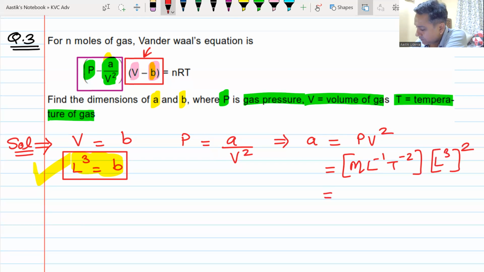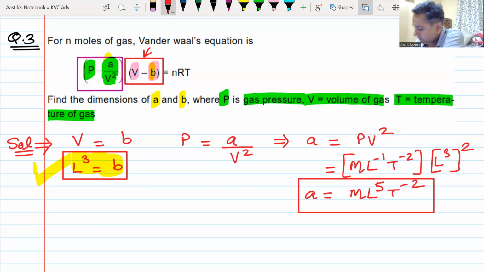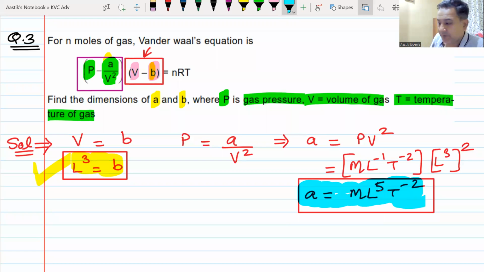You solve these simple things and I think you will get M L raised to the power 5, T raised to the power minus 2, and that becomes, my dear friends, the dimensions of the quantity A. M L raised to the power 5, T raised to the power minus 2.